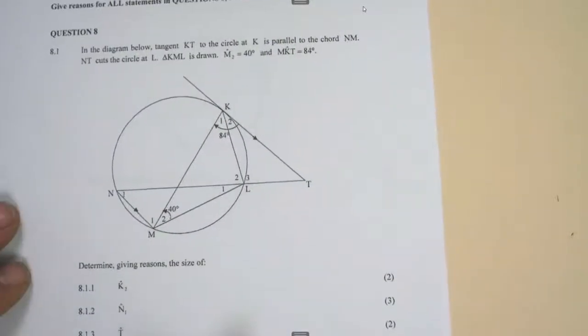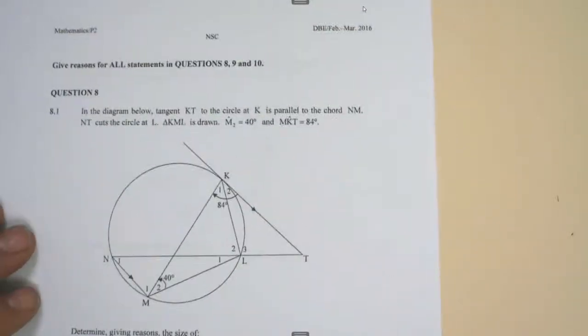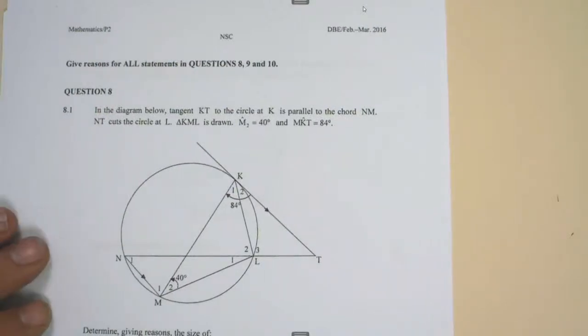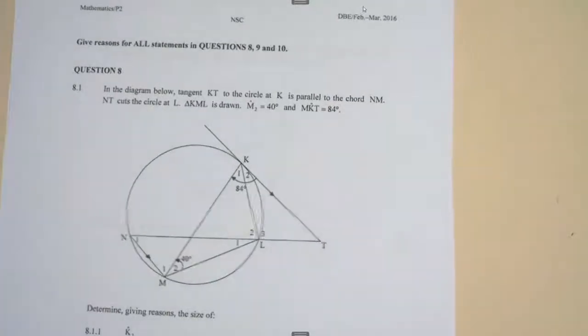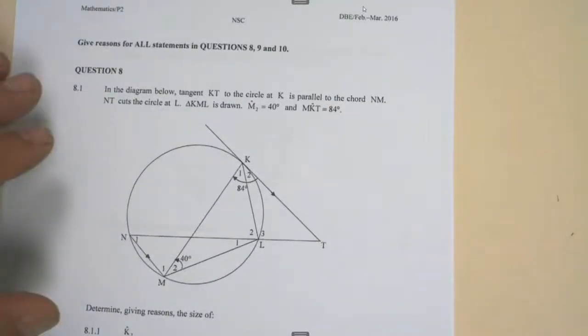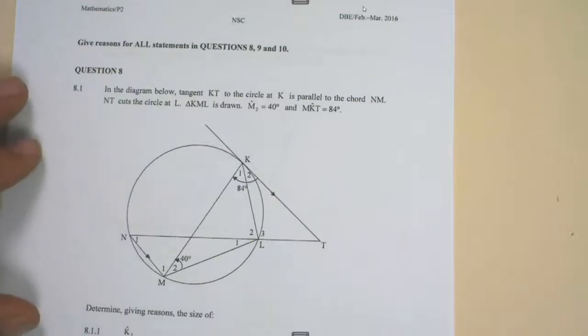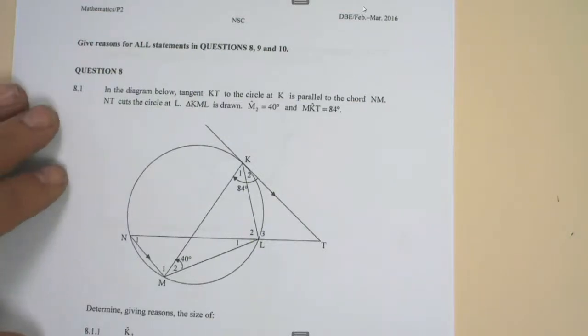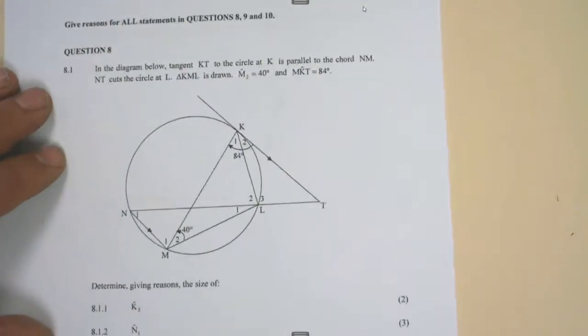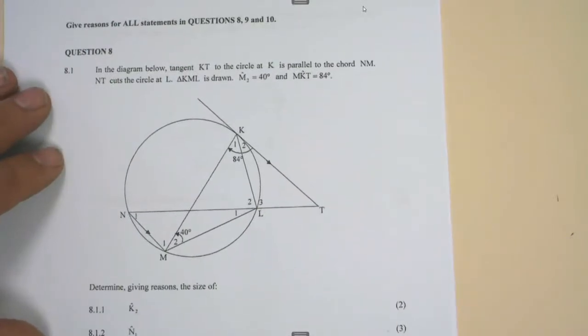Right. The next question comes from the February-March 2016 paper. Question 8. In the diagram below, the tangent KT to the circle at K is parallel to the chord NM. NT cuts the circle at L. Triangle KML is drawn. M2 is equal to 40 degrees and MKT is equal to 84 degrees. Determine, giving reasons, the size of K2.